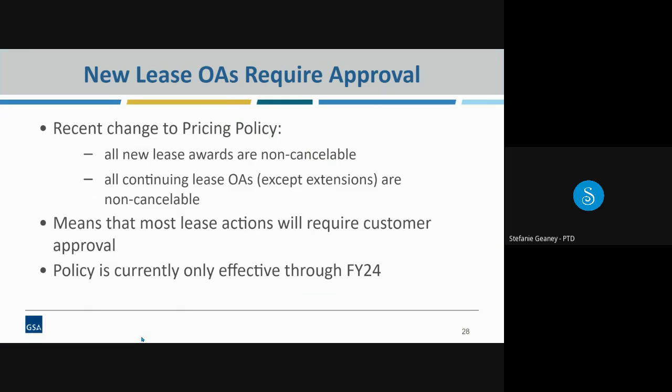A recent policy change makes all new lease OAs and all continuing lease OAs except extensions non-cancelable. This means that nearly every new and changing lease OA will require customer approval. This policy is temporary and is set to expire at the end of fiscal year 2024.